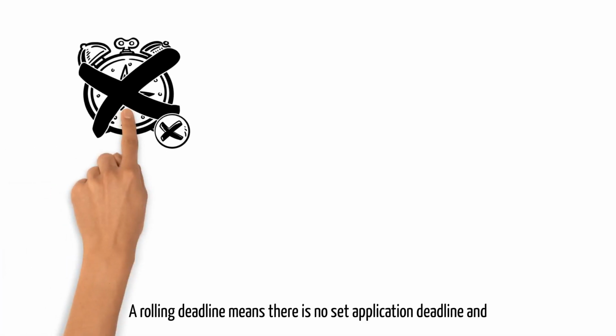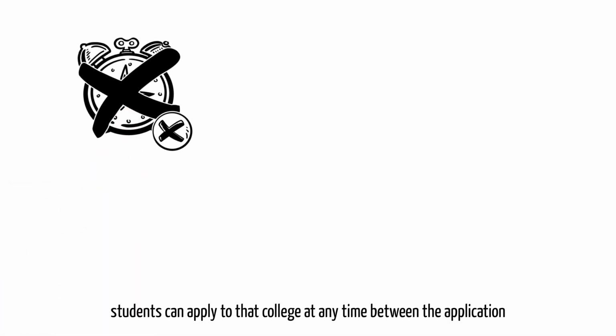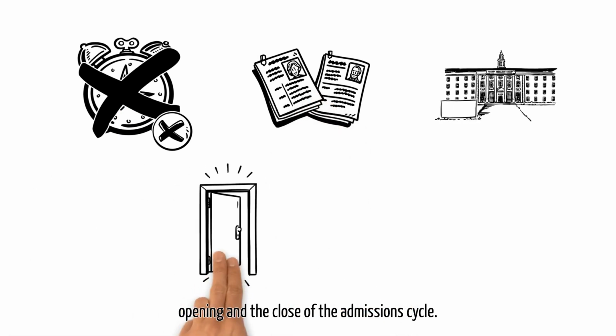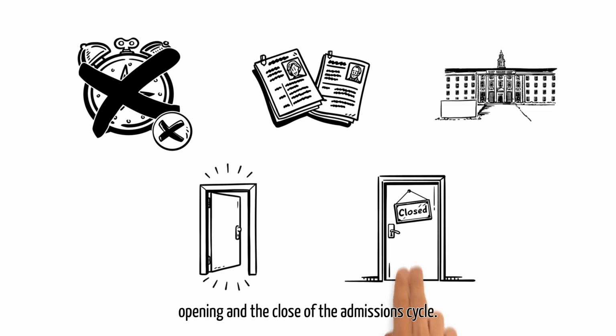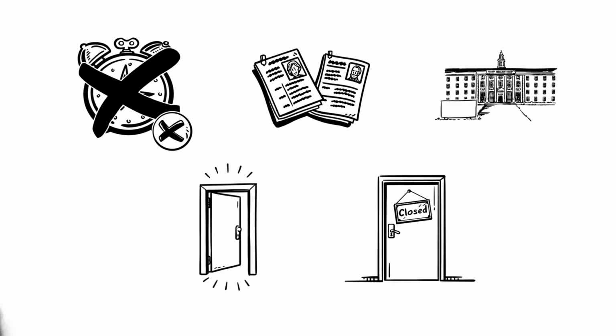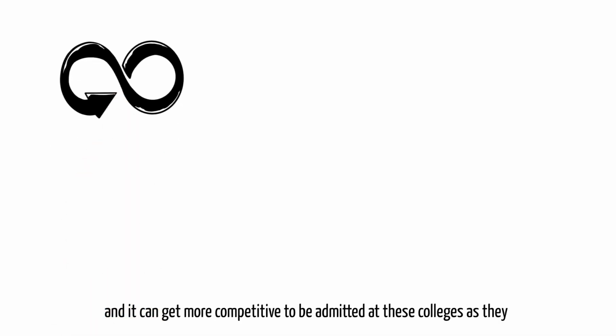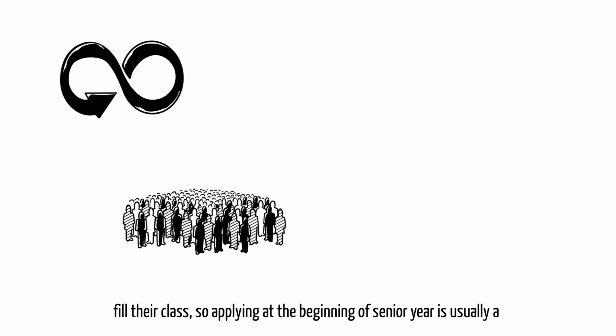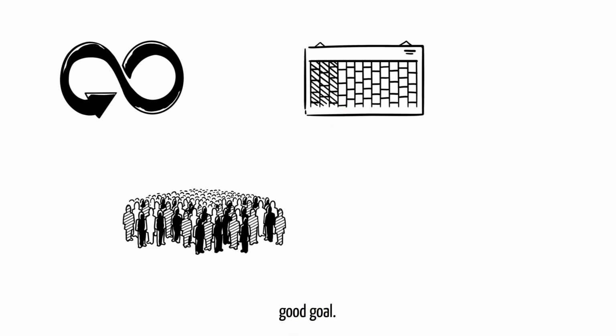A rolling deadline means there is no set application deadline, and students can apply to that college at any time between the application opening and the close of the admission cycle. This allows a college to roll out their decisions on a continuous basis, and it can get more competitive to be admitted at these colleges as they fill their class. So applying at the beginning of senior year is usually a good goal.